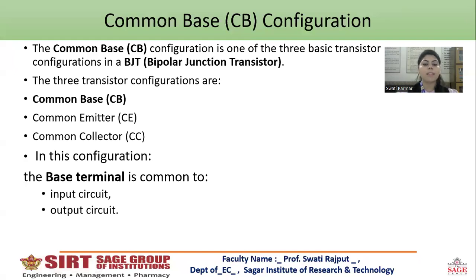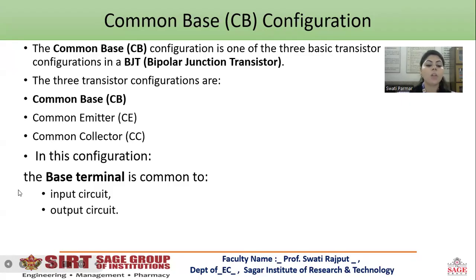The common base, CB configuration. We'll study the CB configuration now. This is the third configuration. It is one of the three basic transistor configurations. In a BJT, that is bipolar junction transistor, the three transistor configurations are CB, CE, and CC.